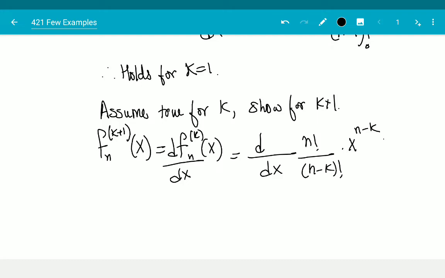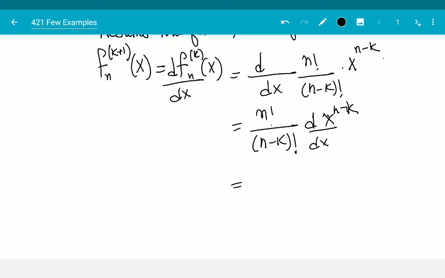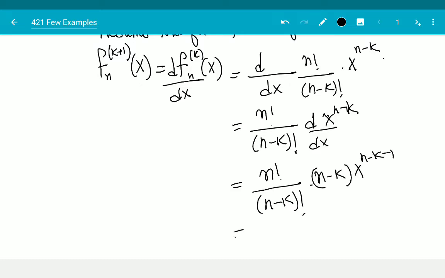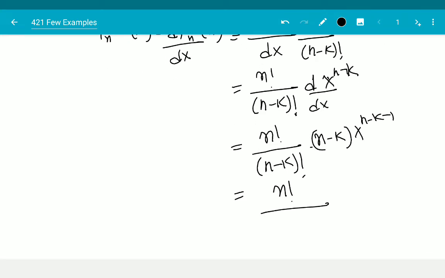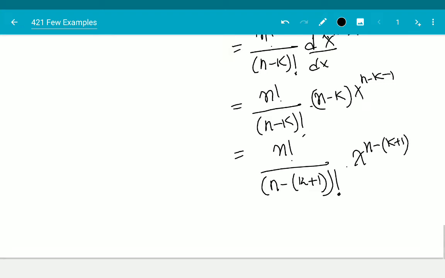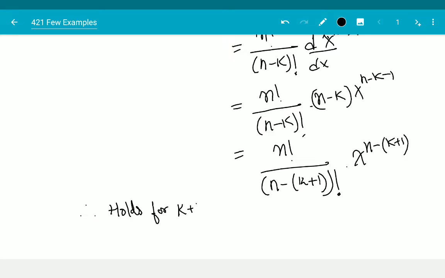Well, these are constants. n factorial and n minus k factorial are constants with respect to x, so they come out. n factorial over n minus k factorial times d over dx of x to the n minus k, which is equal to n factorial over n minus k factorial times n minus k x to the n minus k minus 1, which is equal to n factorial over n minus k plus 1 factorial times x to the n minus k plus 1. Therefore, it holds for k plus 1.